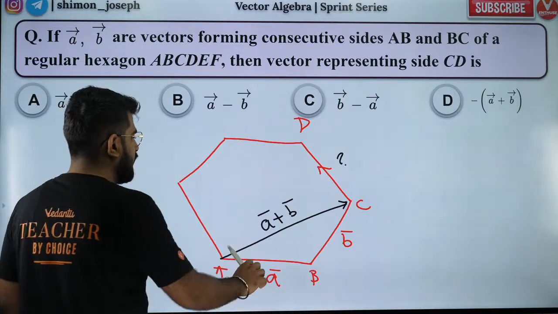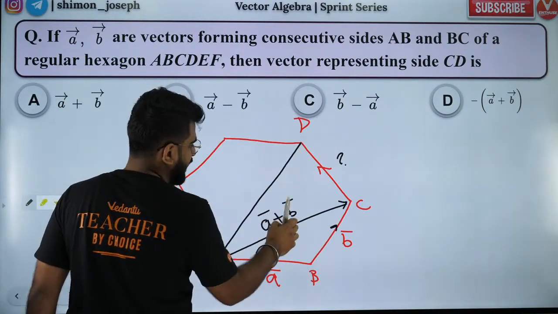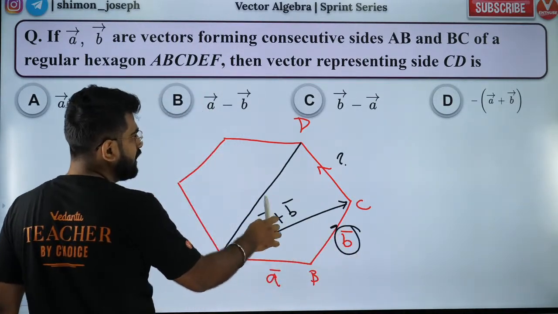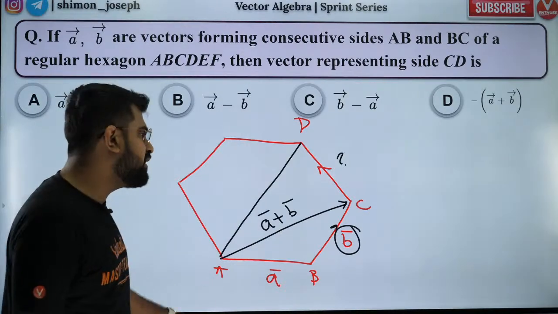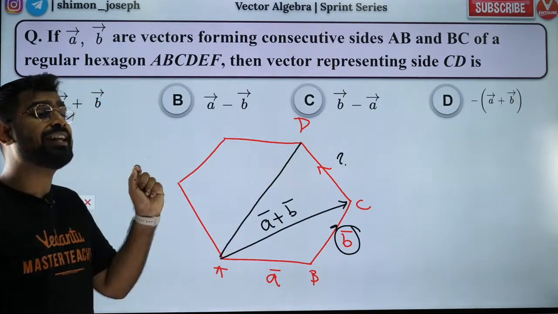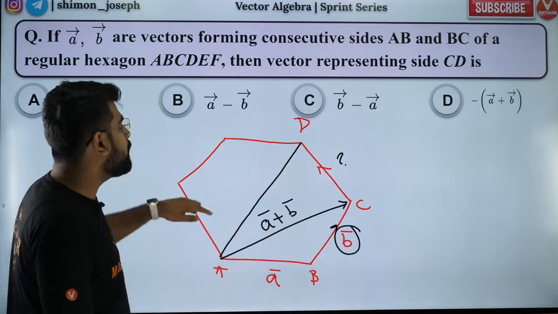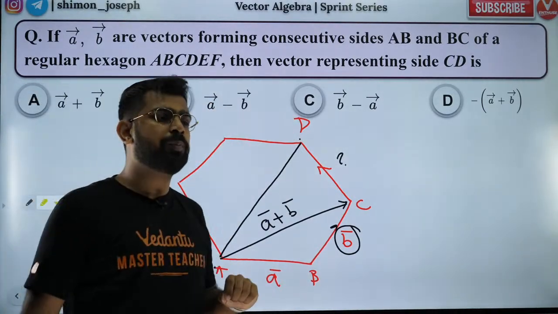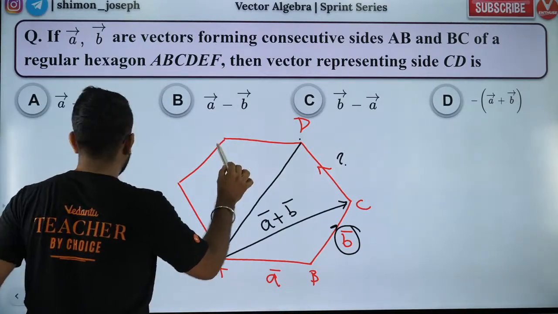Now people, this is the B vector. Can I say AD will also be in the same direction as B? And what is the length of AD? Can anybody tell me the answer? What is the length of AD for a regular hexagon? Can anybody tell me that? People, please think about it.